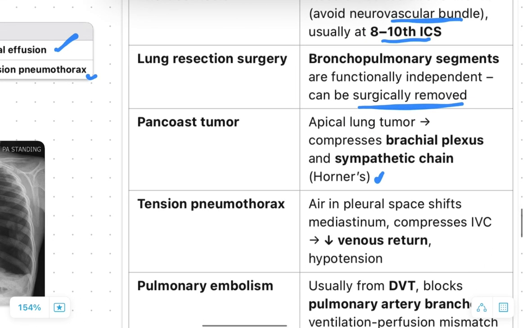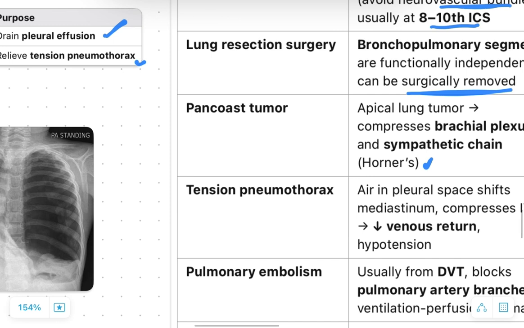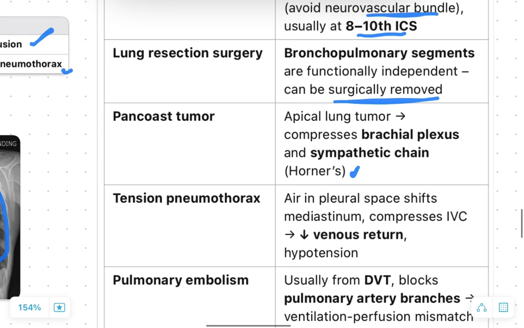Tension pneumothorax is nothing but air in the pleural space. Generally a lung needs negative pressure to expand. Air in the pleural space will disturb this negative pressure and lead to a shift in the mediastinum. The expansion will not occur, and there will be shifting of the mediastinum. Here a left-sided pneumothorax is shifting the mediastinum to the right side. This will compress the inferior vena cava and decrease the venous return, and the patient will have hypotension.